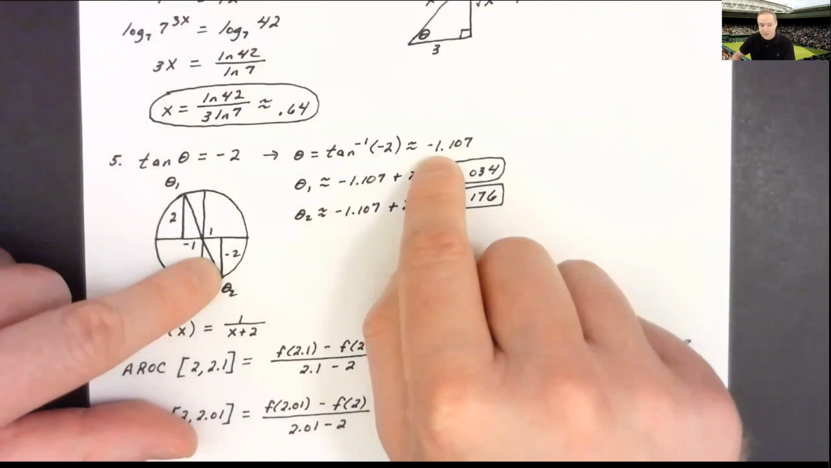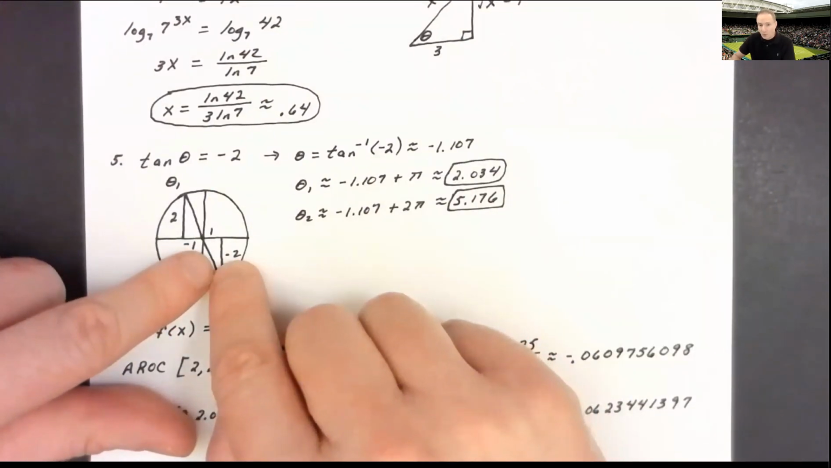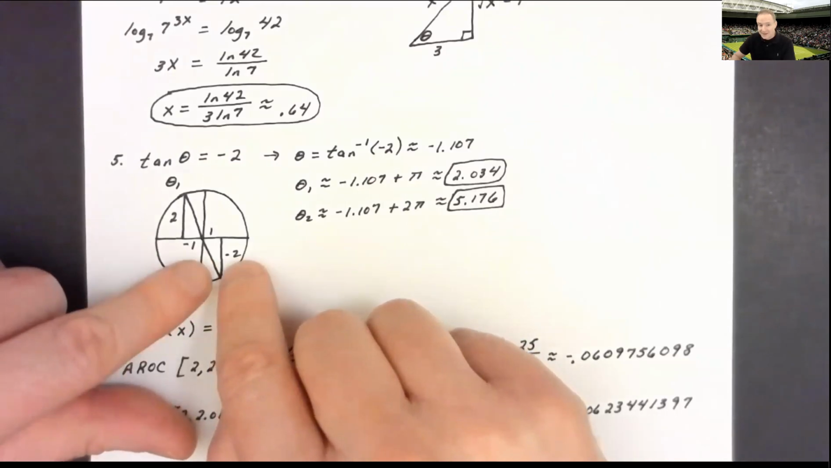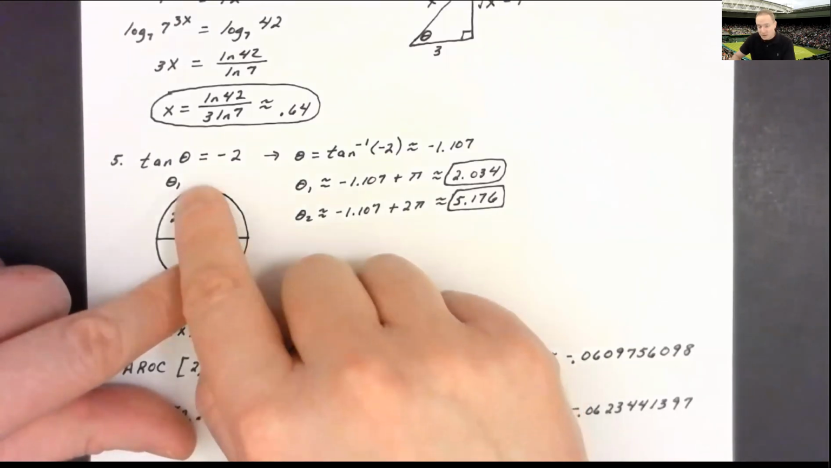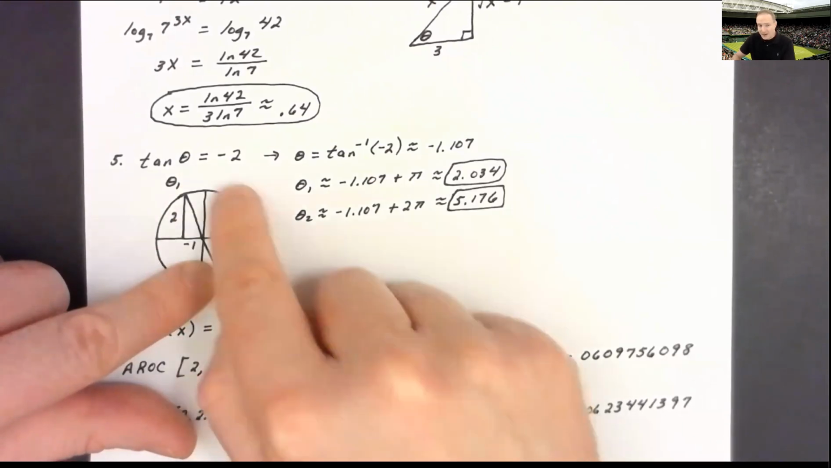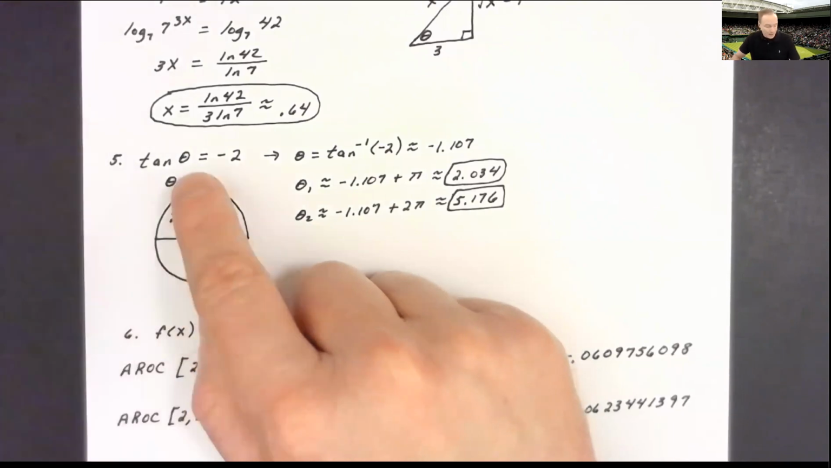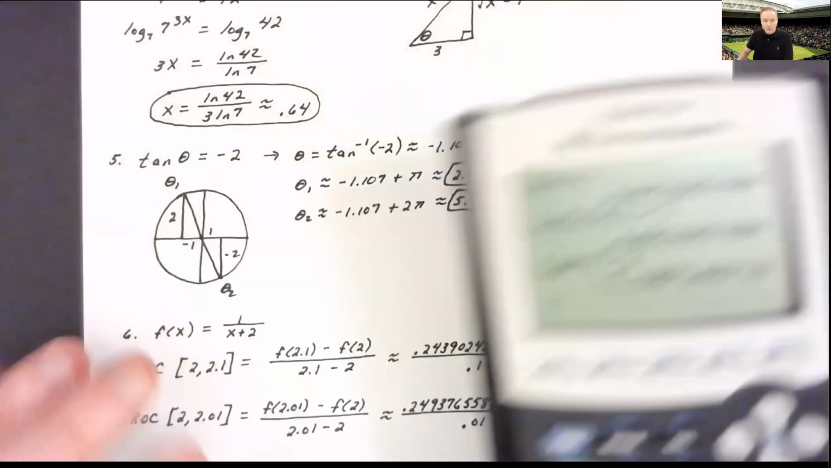And I said round to 3 decimal places. So if I wanted to find θ1 first, I can say, well, this angle is -1.107 radians. To get to that same position in quadrant 2 where the tangent is -2, I just need to add pi radians. It's going to be half a revolution away from that. Now, you don't have to take my word for it. You can check yourself too.